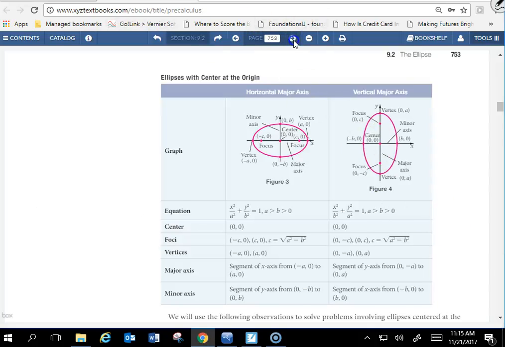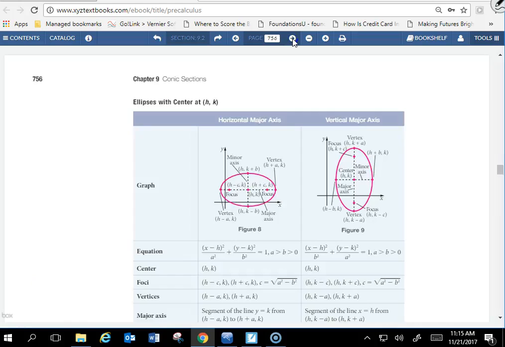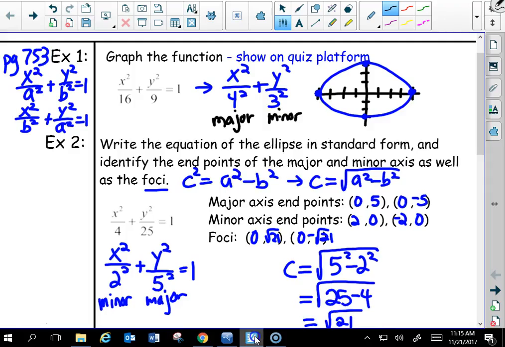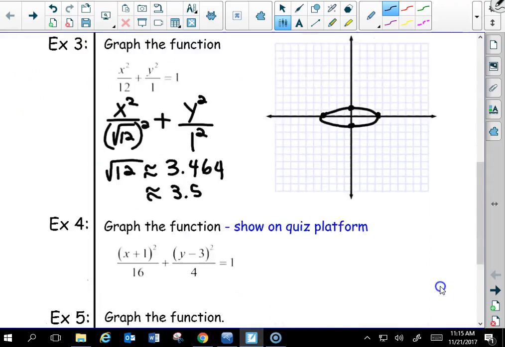And then in another page or two, they'll have the same table for the ellipses that move off the XY axis. Now notice that they're using H and K, and that's kind of nice because that's what we've been using since Algebra 2 for transformations left, right, and up, down. Okay, back to the notes.